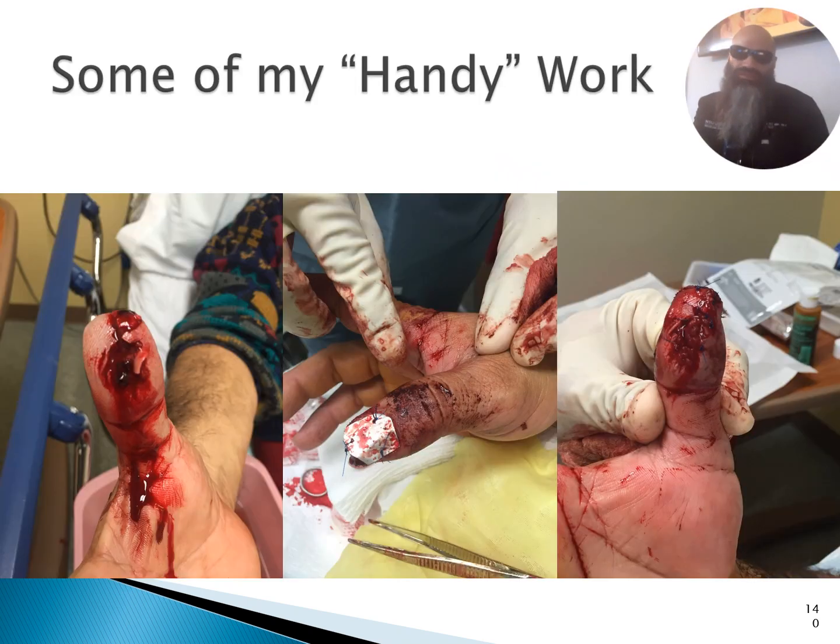Okay. So here's a little bit of my handiwork. Anyway, so one day I was on call. Anyone know what this is? Is that your index finger? All right, so I think this was a saw incident or something. I can't remember. It was a long time ago.